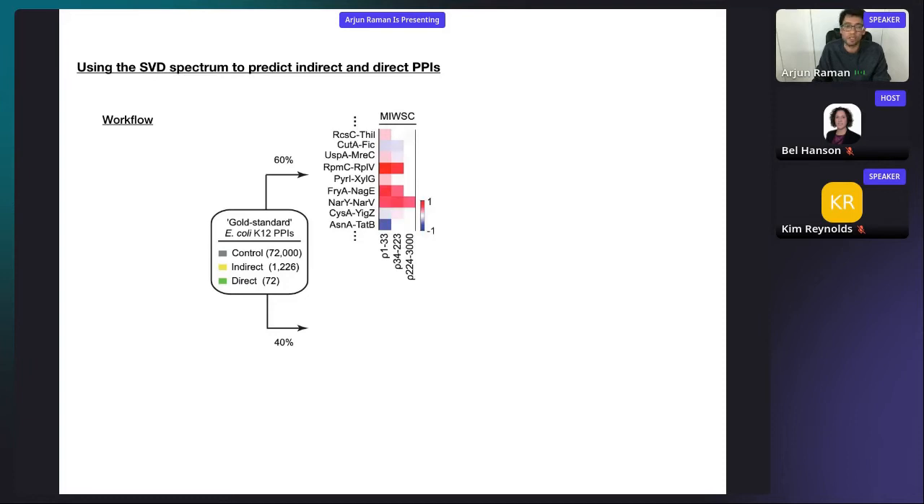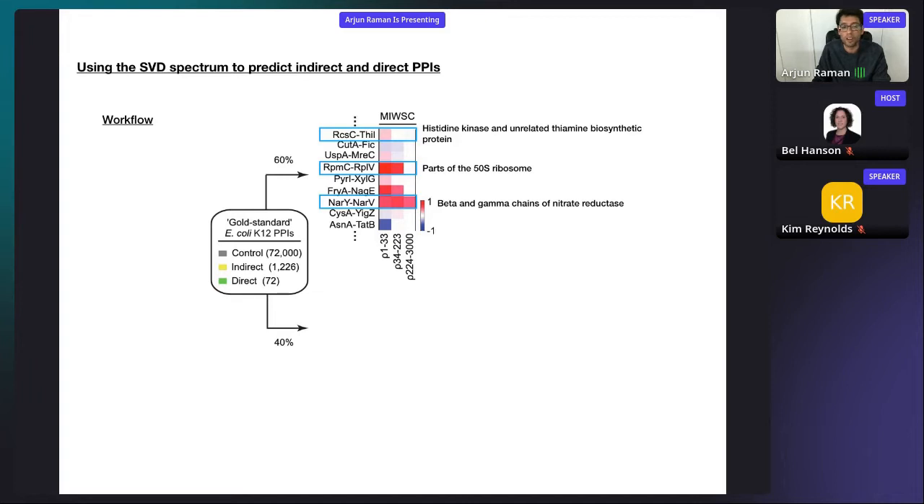And the workflow looked like this. For protein pairs, we computed spectral correlations across these different windows, where 1 to 33 was enriched for phylogeny, 34 to 223 for indirect interactions, and 224 to 3000 for direct interactions. So to give some intuitive sense of what this means, for instance, here we know that RPMC and RPMIV are parts of the 50S ribosome. They indirectly interact with each other. And what you can see here is that there's a high spectral correlation from 1 to 33 and 34 to 223, but lacking high correlation from 224 to 3000. Whereas for two parts of physically interacting proteins of nitrate reductase, you can see that there is a uniformly high spectral correlation across all of these different windows. And for those that don't interact, you see basically that the spectral correlation across the three windows is negligible.